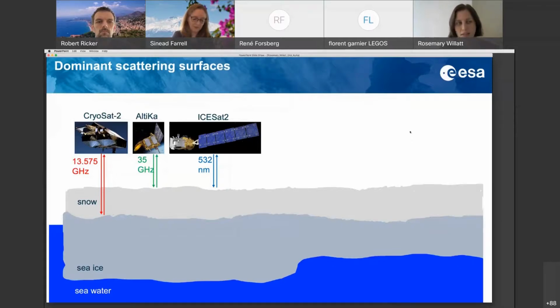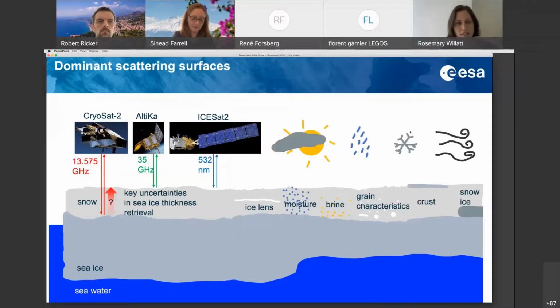I should say that for CryoSat-2 more recently, this has been developed somewhat, and particularly over first-year ice, different assumptions have been used, for example, that the dominant scattering surface may lie closer to halfway through the snowpack. And this is really important for a number of reasons. Looking at the right-hand side of my slide, I've indicated some of the things that could occur within the snowpack, which would affect that Ku band radar interaction.